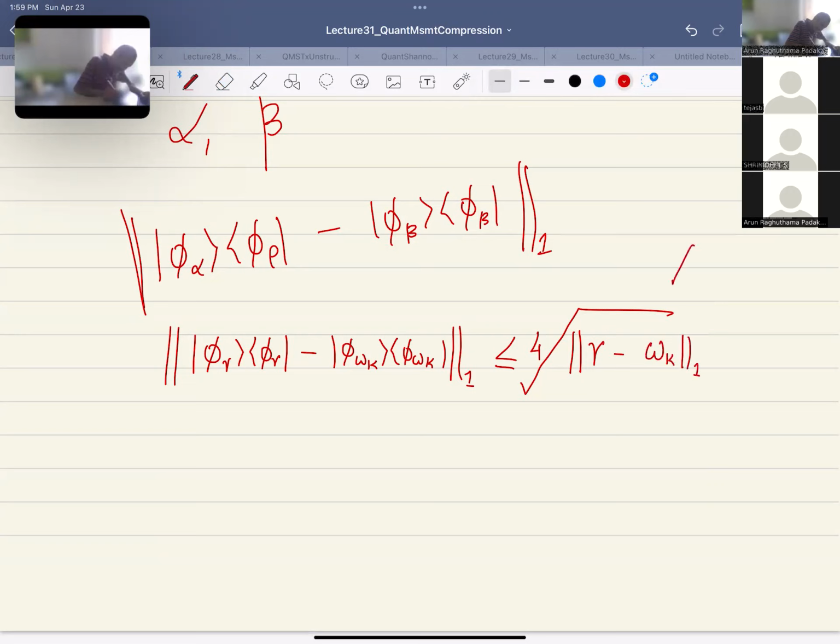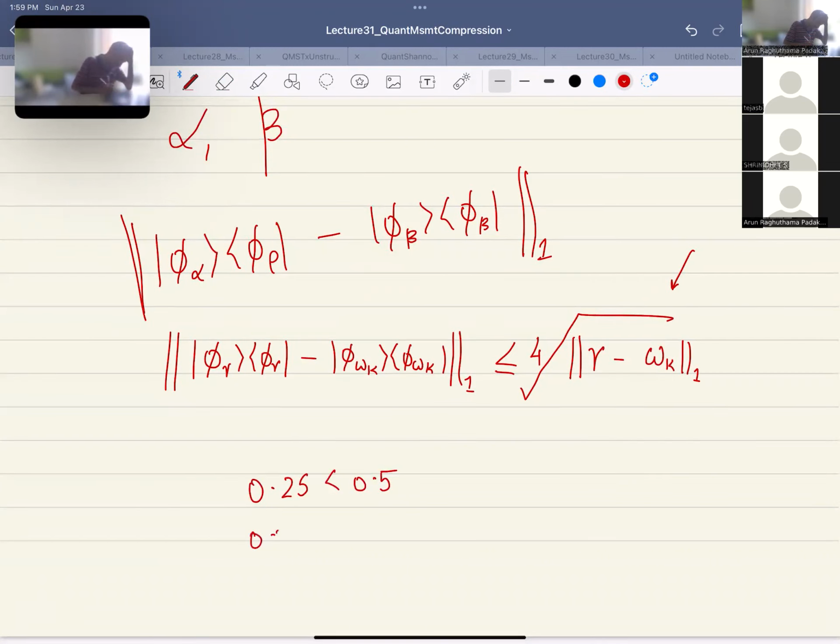When you take the fourth root, remember it increases. These are all quantities less than 1. If you take a quantity less than 1, let's say 0.25, and take the square root, you get 0.5. So it's increased: 0.25 is less than root 0.25. Similarly for 0.25 to the power 1 by 4. So clearly this is not less than or equal to just the distance between gamma and omega k, but less than or equal to the fourth root of gamma minus omega k.